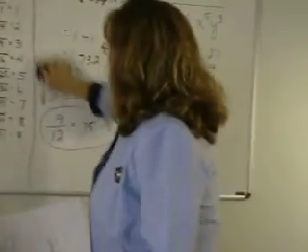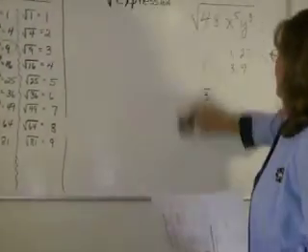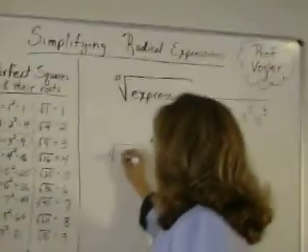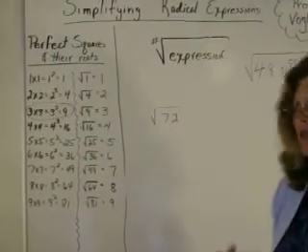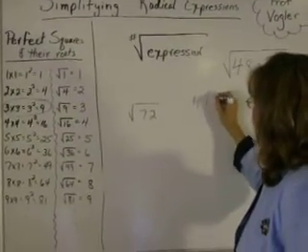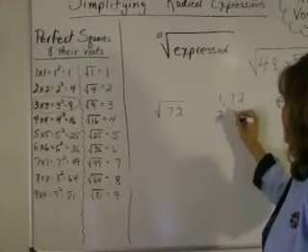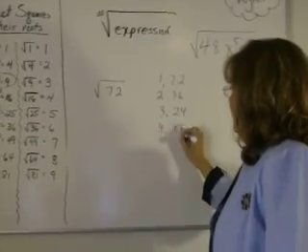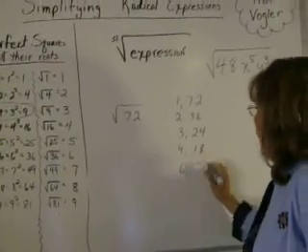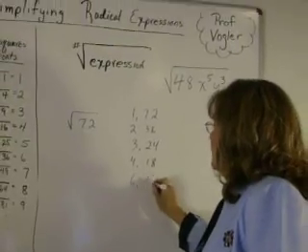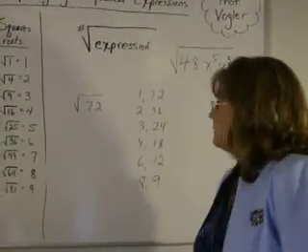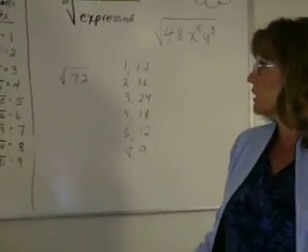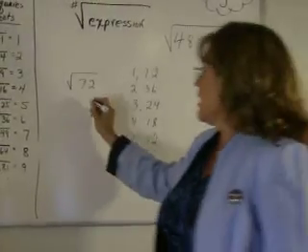Well, let's do another one. What if we wanted to look at the square root of 72? And this is the next one that you have on your handout. The square root of 72, well, 72 has a lot of factors. There's 1 and 72, there's 2 and 36, there's 3 and 24, there's 4 and 18, 6 and 12, 8 and 9. Now, any of those pairs of factors would work if we wanted to simplify that radical expression. But I'm going to go ahead and start with 8 and 9.